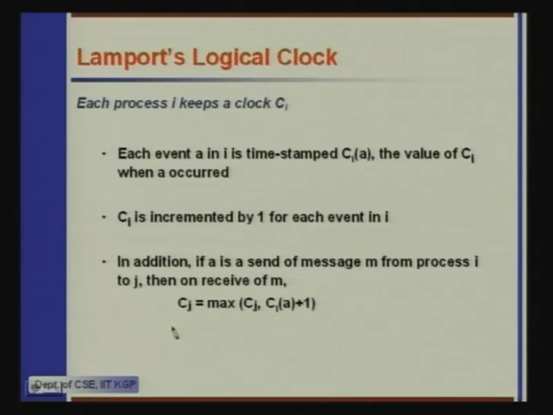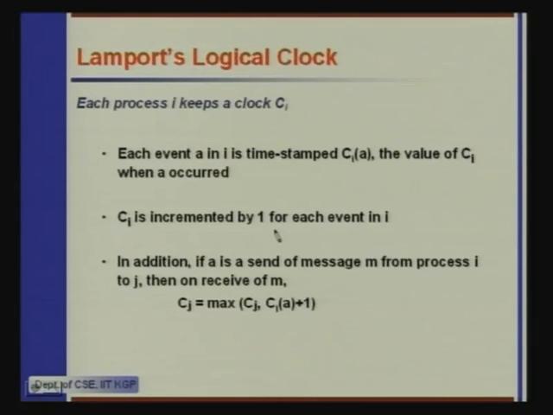Now, this is how Lamport's logical clock works. Each process i keeps a clock Ci. Each event A in i is time stamped with Ci(A), the value of Ci when A occurred. What does it mean? Each process keeps a clock. Whenever an event occurs in that process, it stamps the event with its clock. And every time it is stamped, Ci is incremented by 1.